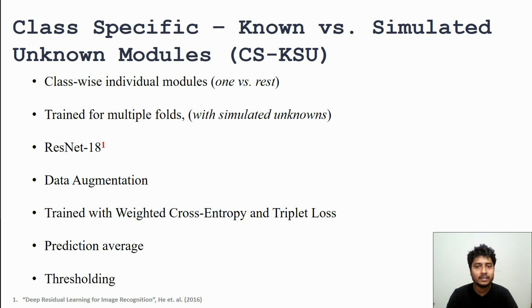To train each such binary classifier, consisting of a pre-trained ResNet 18 and a fully connected network, the data is split into a known set and a simulated unknown set. Data augmentation similar to the stacking module is applied. Training utilizes both weighted cross entropy and triplet loss.